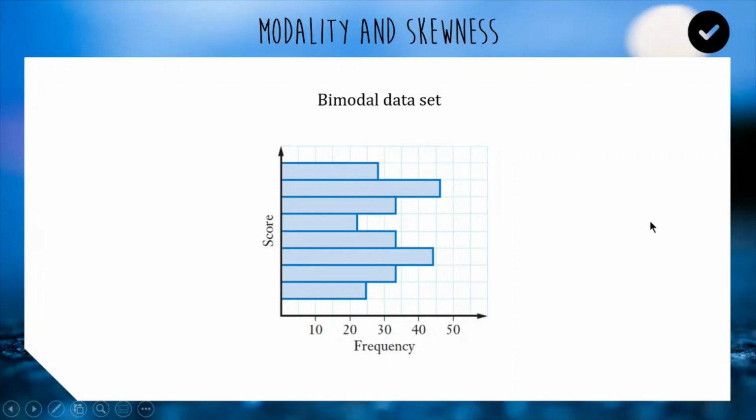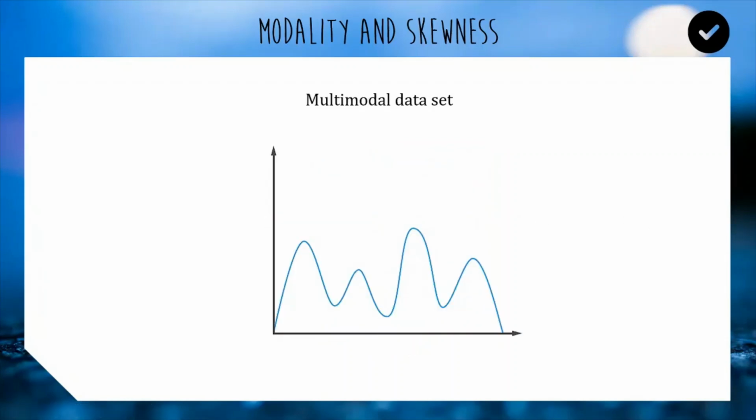Okay, and here's one that could be described as multimodal. Again, same concept. While there is one true mode here, we will refer to these peaks as modal scores. Okay, so relative maximums are modes. So this is a multimodal distribution or data set.